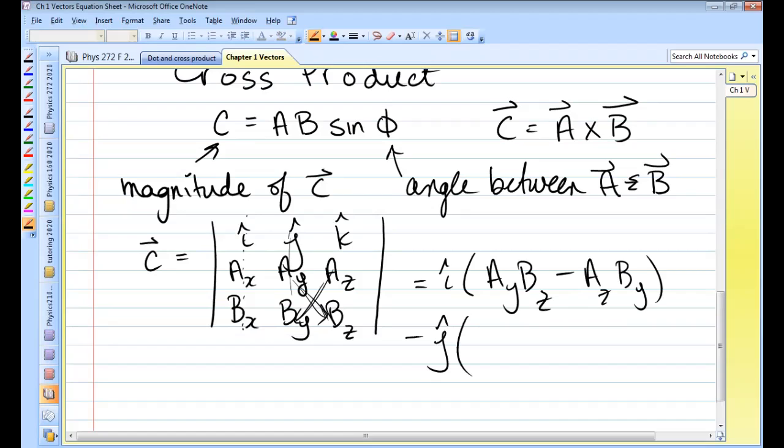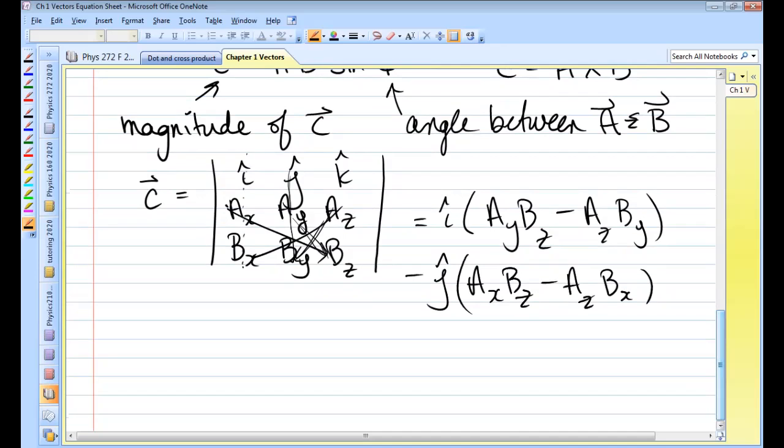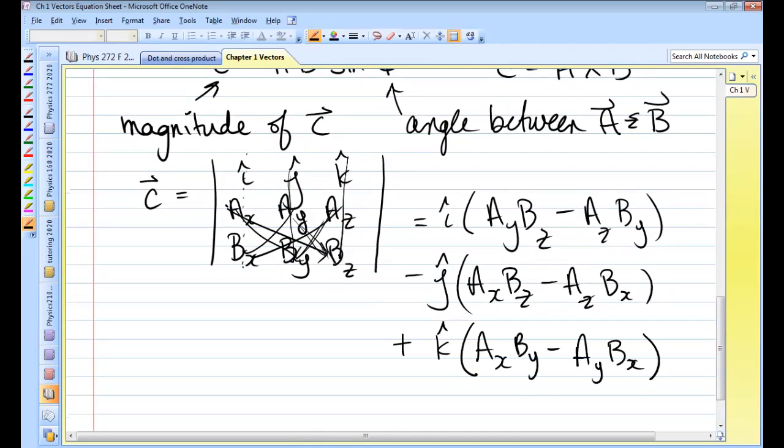And I cover this column and then I go cross cross. AX BZ minus AZ BX. And then the last component, K hat, so it's plus K hat. Cover the K column, and now I go the little determinant, AX BY minus AY BX. And that gives you the components of the cross product.